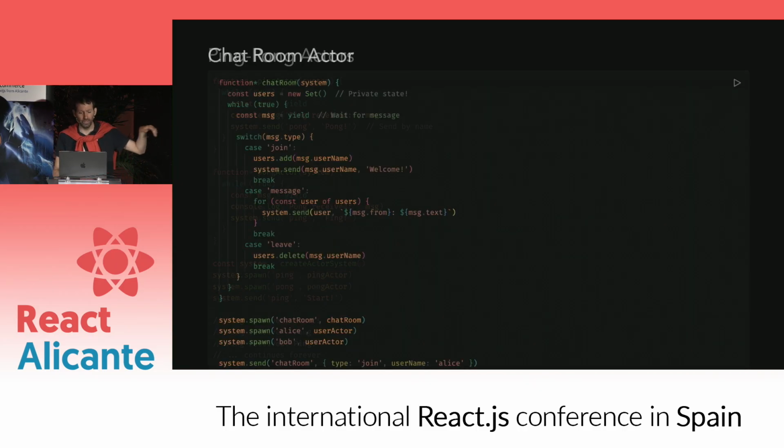So this is a really simple pattern, but it can be used for more complex things. For example, you can have a chat room actor that keeps a private state, which is the list of connected users, and can receive messages from actors like "I want to join", and then it will record the name of the actor and send a welcome message. Then you can receive messages and broadcast them to all known participants. And also, when a leave message arrives, it will remove the actor from the list of participants in the chat room. So this pattern can really scale to production systems.